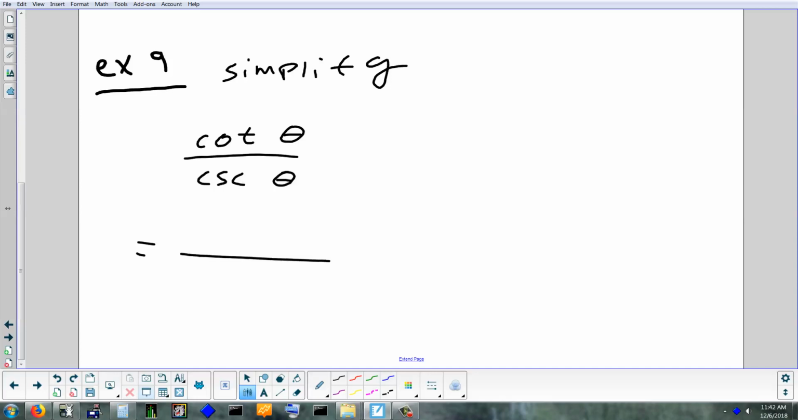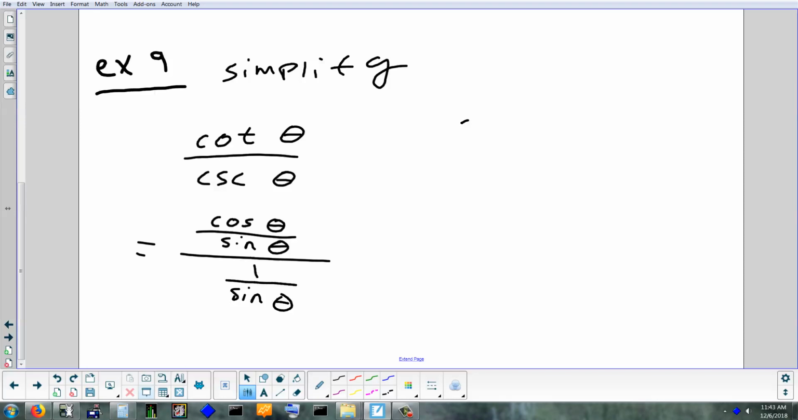Start with cotangent. Cosine over sine. Yep, you can write cotangent as cosine over sine. And how about cosecant? 1 over sine. That's 1 over sine. And now you're dividing a fraction by a fraction.